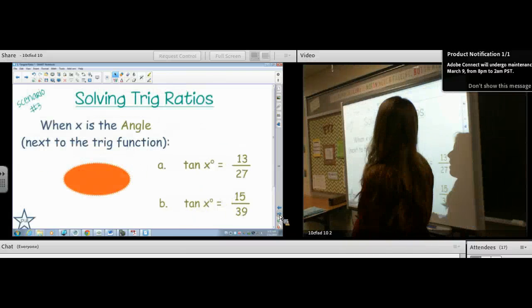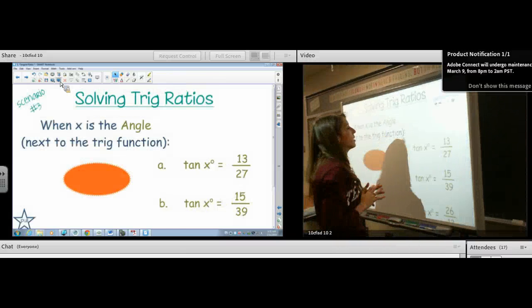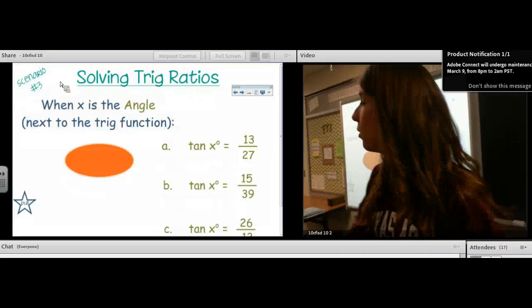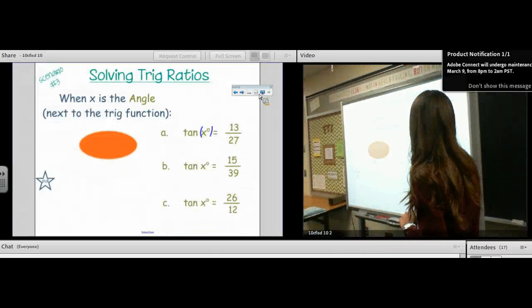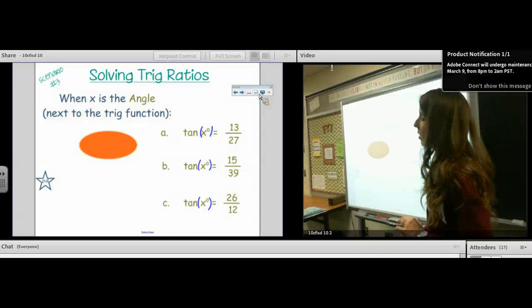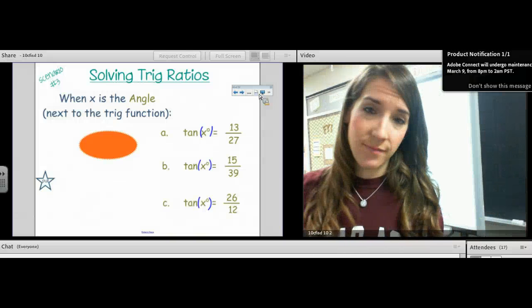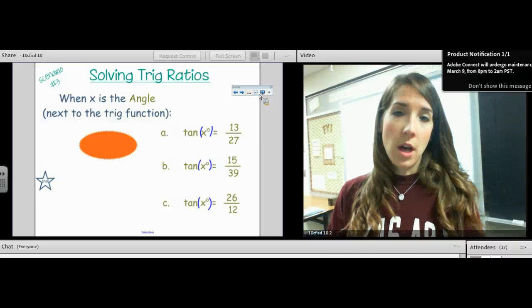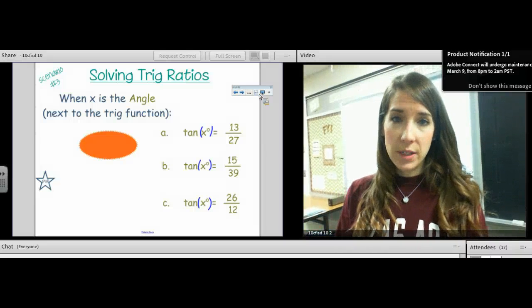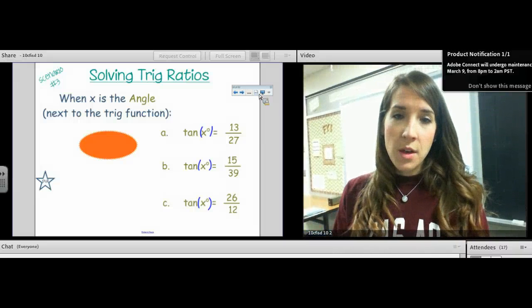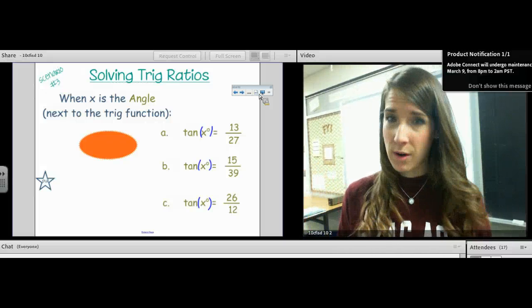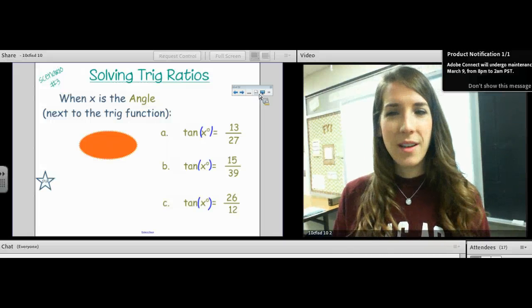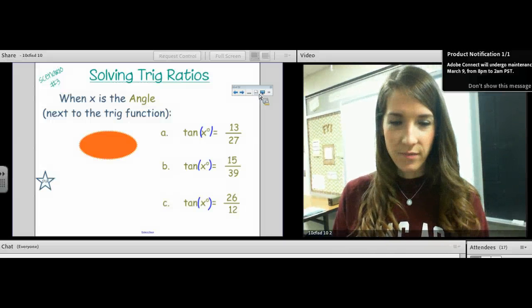There's one more scenario. This is scenario number 3. This is the scenario where x is trapped in our trig function. So in this scenario, x is trapped by tangent. Normally, when you're solving an equation, you do the opposite of what's being done to x. So like the opposite of multiplication is division. The opposite of squaring something is square rooting it. What's the opposite of tangent?